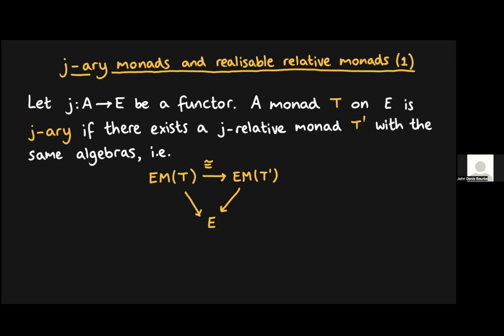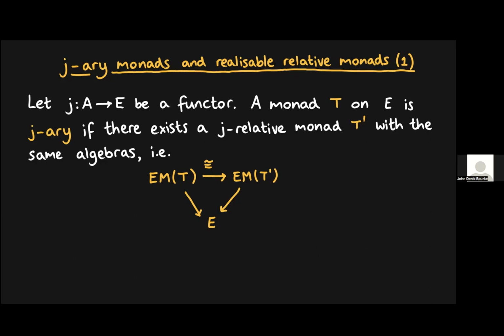So what we're going to do is define a couple of new concepts. We want to identify when a monad is essentially the same as a relative monad. And what does it mean for a monad to be the same as a relative monad? Well, what we really care about is the algebras. So if the algebras are the same, then we're going to relate the monad and the relative monad.